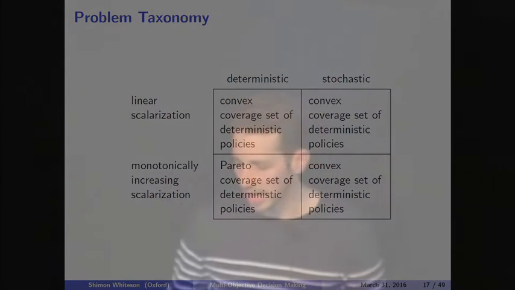So here's the problem taxonomy. We're going to look at two different dimensions. One is, is the scalarization function linear, or does it obey only a weaker assumption that's monotonically increasing? And do we insist upon having deterministic policies, or do we allow stochastic policies? So for each of these four scenarios, I'm going to describe what the appropriate solution concept is.